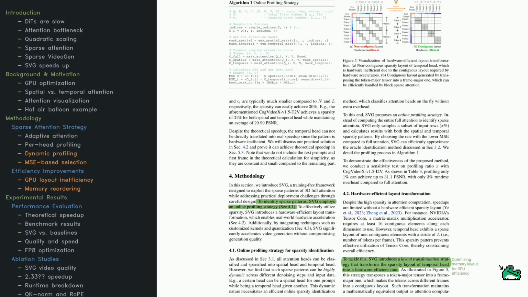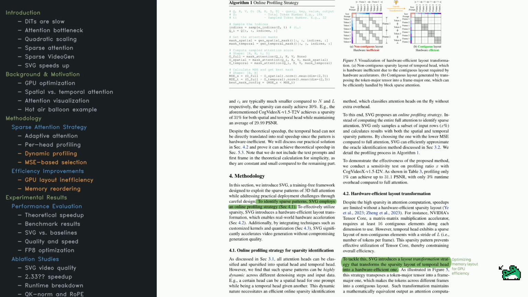But there's a catch. Temporal attention is not hardware-friendly. The problem is that tokens for the same position across frames are scattered all over memory. GPUs, like NVIDIA's Tensor Core, work best when processing contiguous blocks of data, but temporal attention's default layout is fragmented, slowing things down. Look at Figure 5 to see how SVG fixes this.